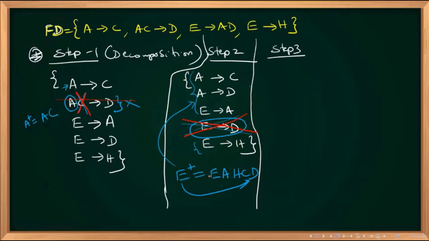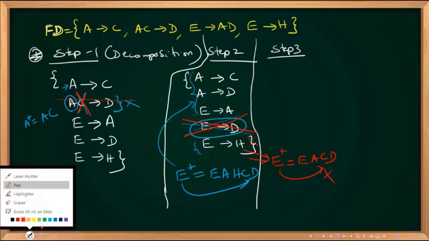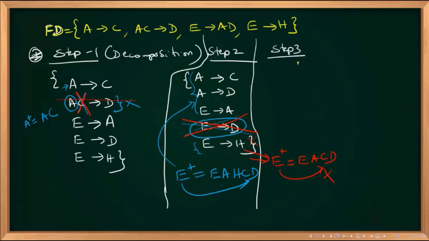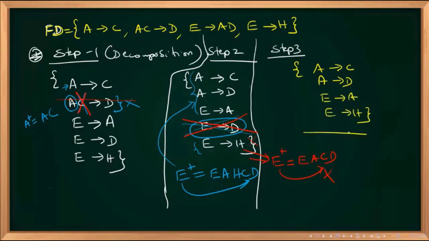Well, can I remove E to H? Type yes or no? E to H. If you want to remove E to H, assume that it is removed. Okay, you take the E closure, and it is removed. Assume that it is removed. You take the E closure, you are getting E, A, C, D. E to H is missing. So you cannot remove it. Okay, so the final answer I am getting here is the set A to C, A to D, E to A, and E to H.